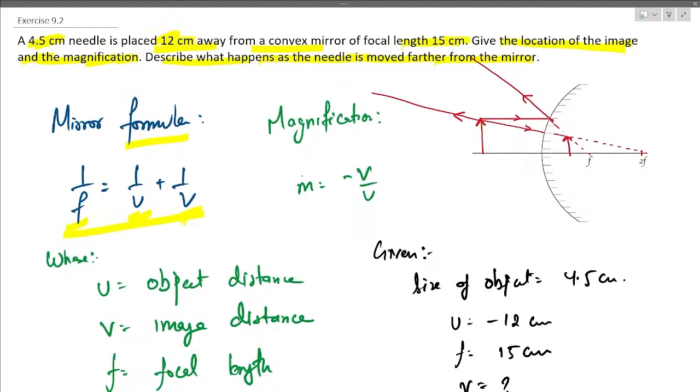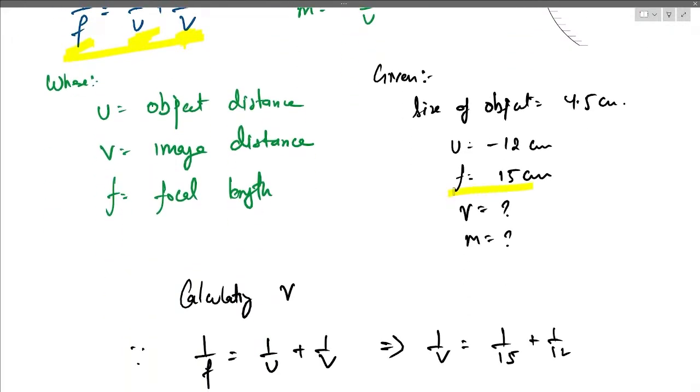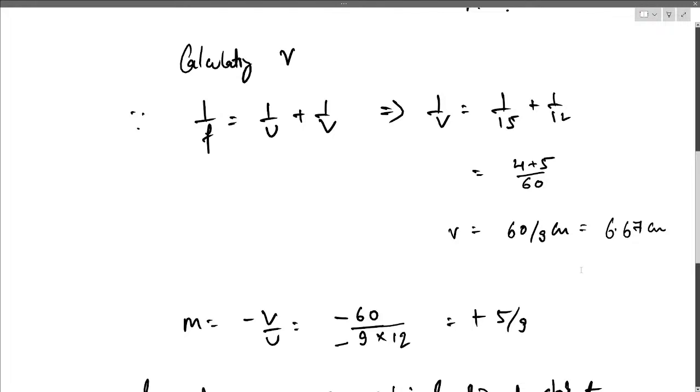We have been given the value of u, we have been given the value of f. We have to find out the value of v, that is the position of image. Since the focal length of a convex mirror is positive, f would be equal to plus 15 centimeter and u would be equal to minus 12 centimeter. So finding the unknown v, we will get the value of 6.67 centimeter. Now we have to find out the magnification, so we will substitute the values of u and v in the magnification formula, and we will get m equals plus 5 by 9.